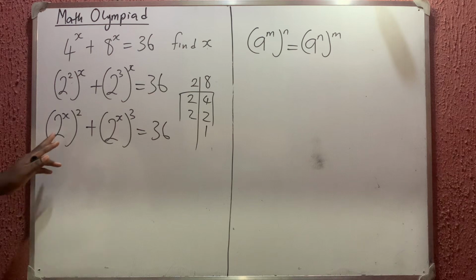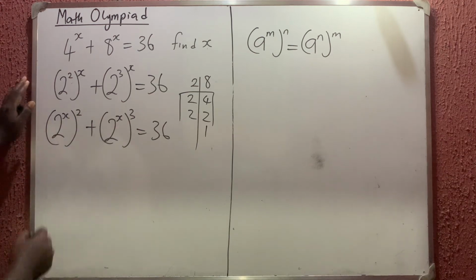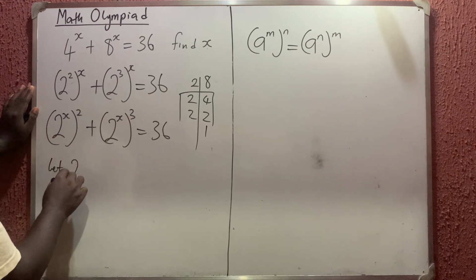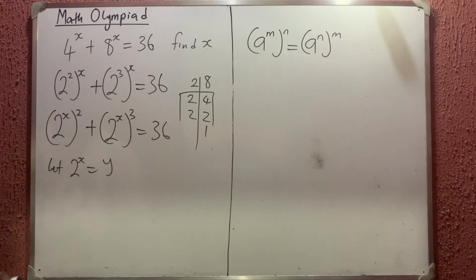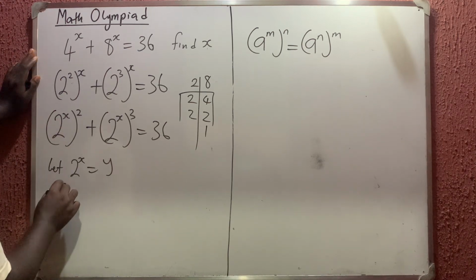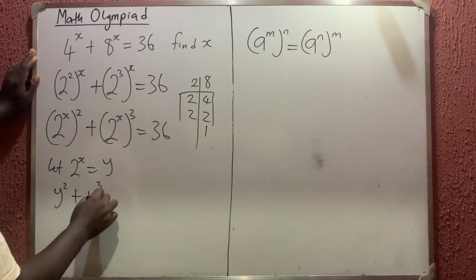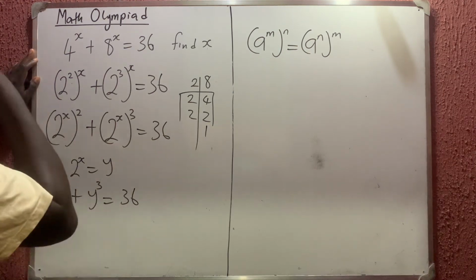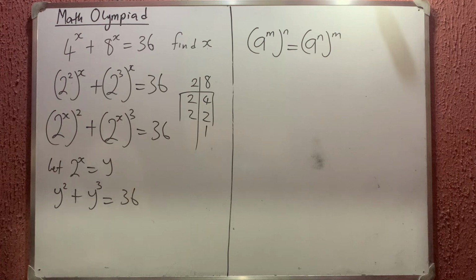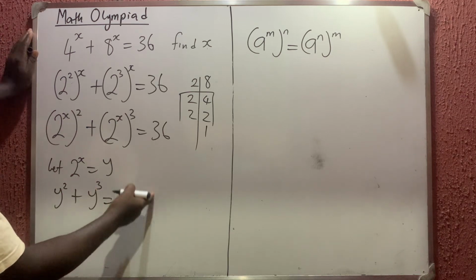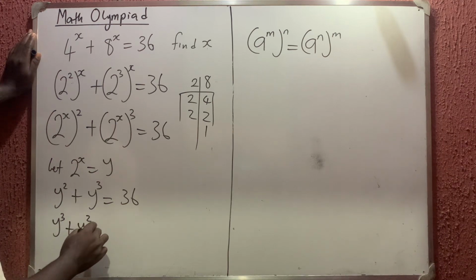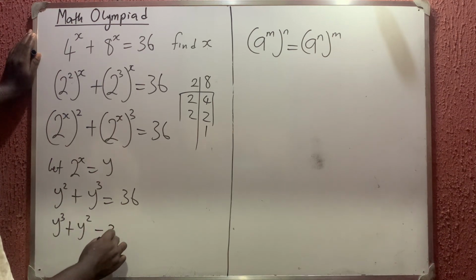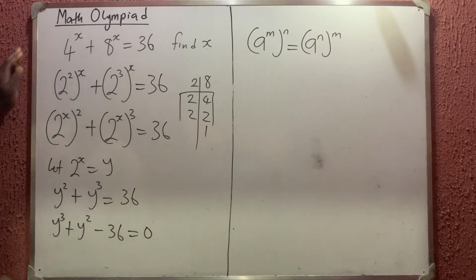Now if you look at this, I have 2 raised to power x here, 2 raised to power x here. I can now say let that 2 raised to power x be equal to y. So anywhere I see 2 raised to power x, I'll put y. So this is y squared plus y cubed is equal to 36. Let's arrange it very well. I can bring this to this side to have that y cubed plus y squared minus 36 is equal to 0.